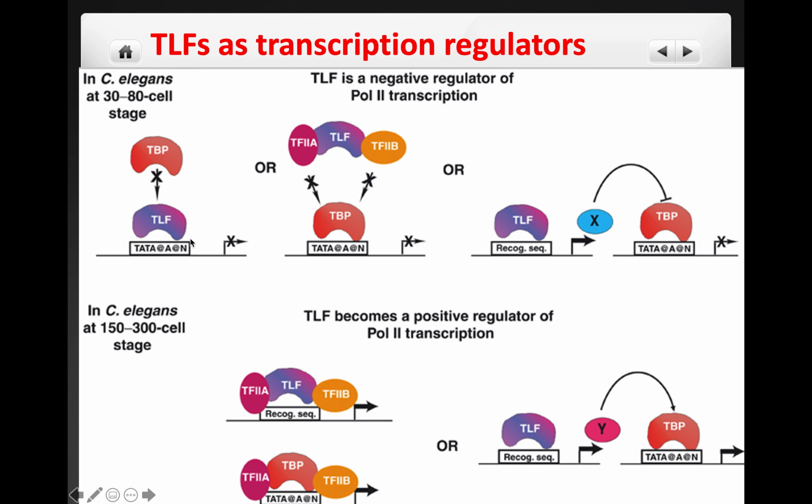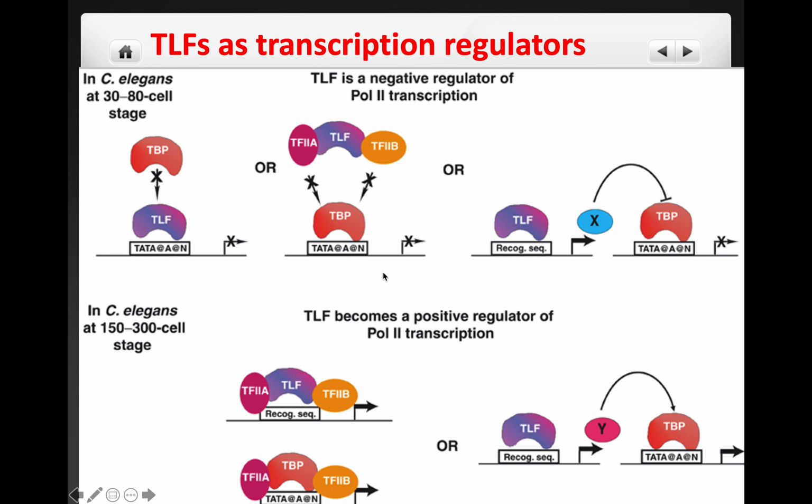But if TBP is still not there, remember, no transcription will occur, because TLF doesn't have the power like TBP to gather all the other transcription factors to initiate the transcription. Again, this is an example: if you don't have TBP but you have TLF and you want TLF to start off the transcription, it could bind to the TATA box, but it wouldn't be able to initiate transcription.